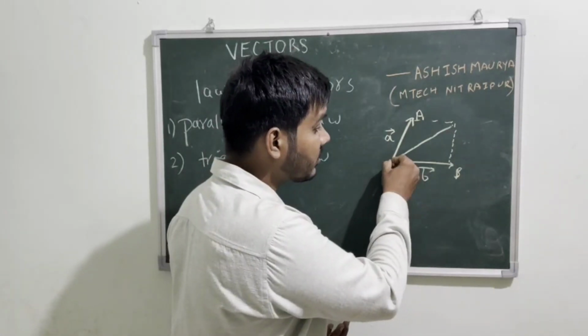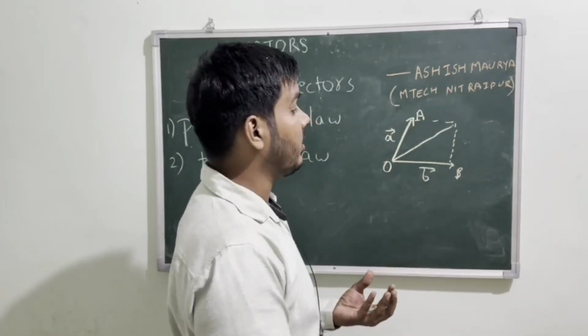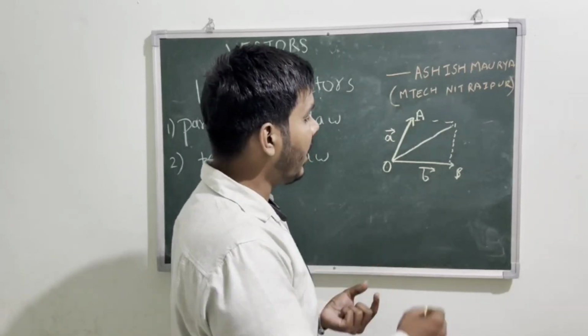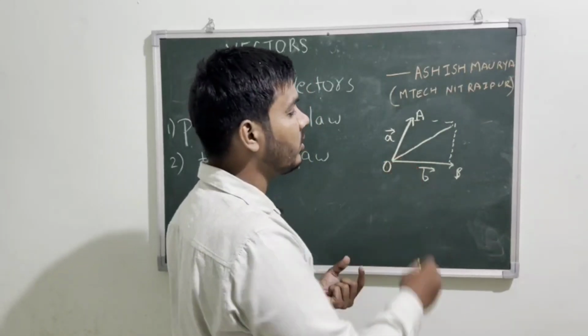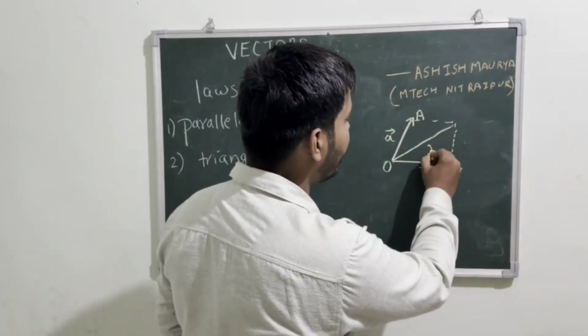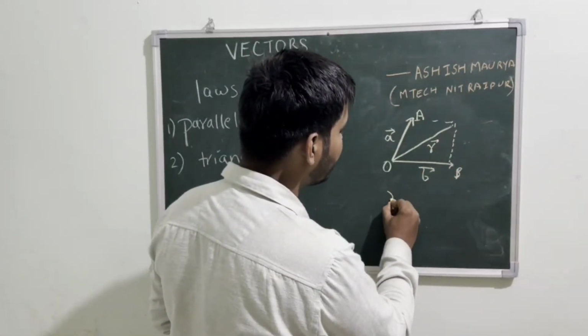These vectors are actually coplanar vectors and they actually originate from the same plane and same point, that is origin O. Okay, so this is the parallelogram law. How can these vectors be added? Suppose this resultant vector is R vector.